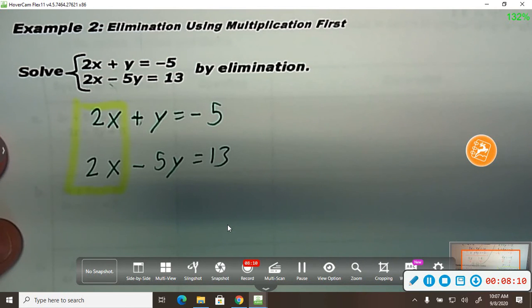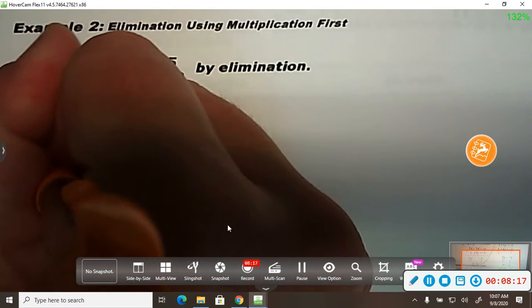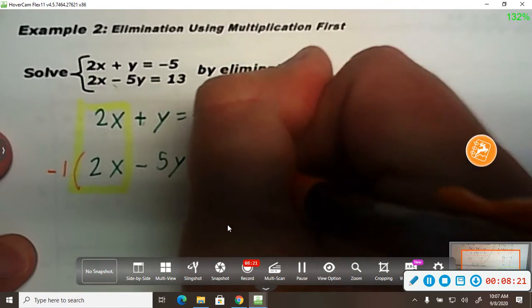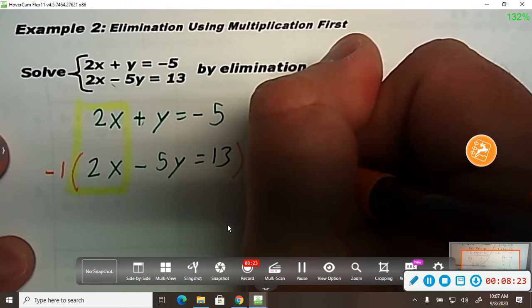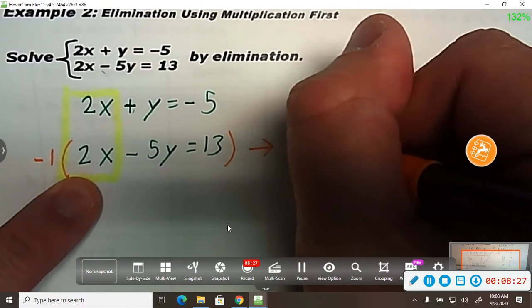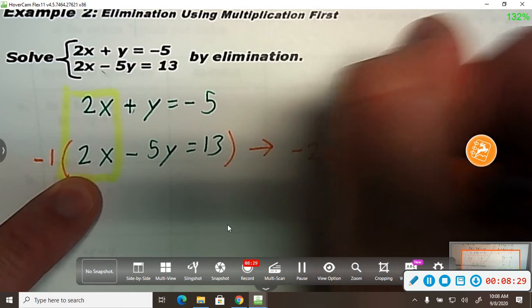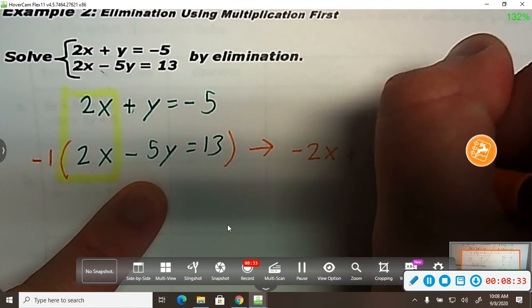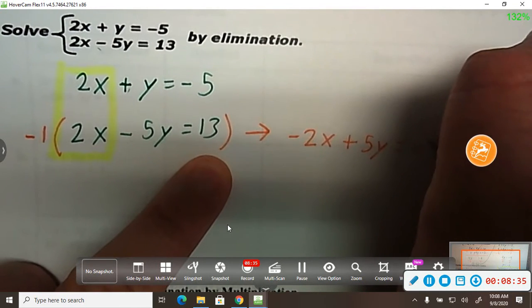Gabrielle, which one would you like to change to negative 2? The bottom one. Okay. There's not a wrong answer here, but there is only one solution. So when I do that, negative 1 is super easy. Just change all the signs. So that's negative 2x plus 5y is negative 13.